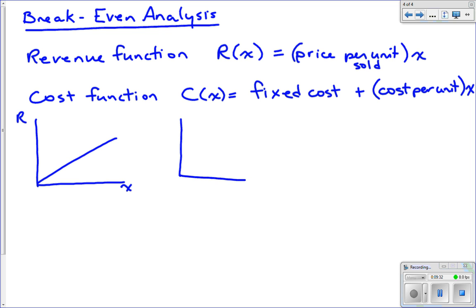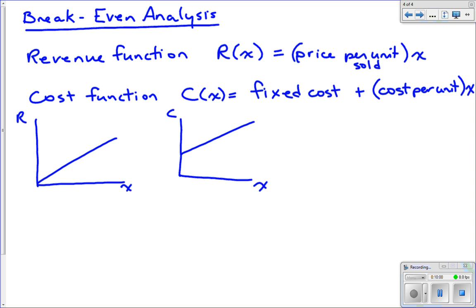Your cost function is going to look something like this, where you have fixed costs. So for instance, if you're looking at the cost function for a year or a month or for a given period of time, that would be the cost of the building, the cost of your power, the cost of your staff, things that don't change based on the number of units. And then you're adding the cost to produce each item. So your cost function might look something like that.